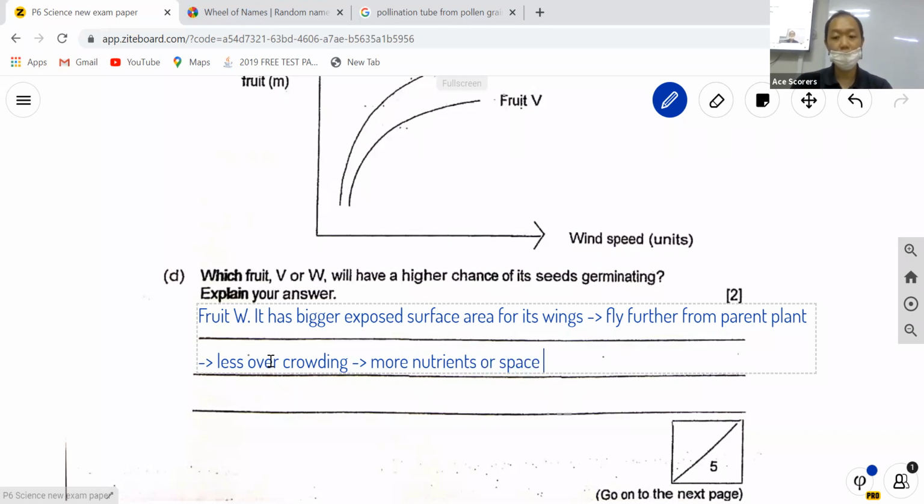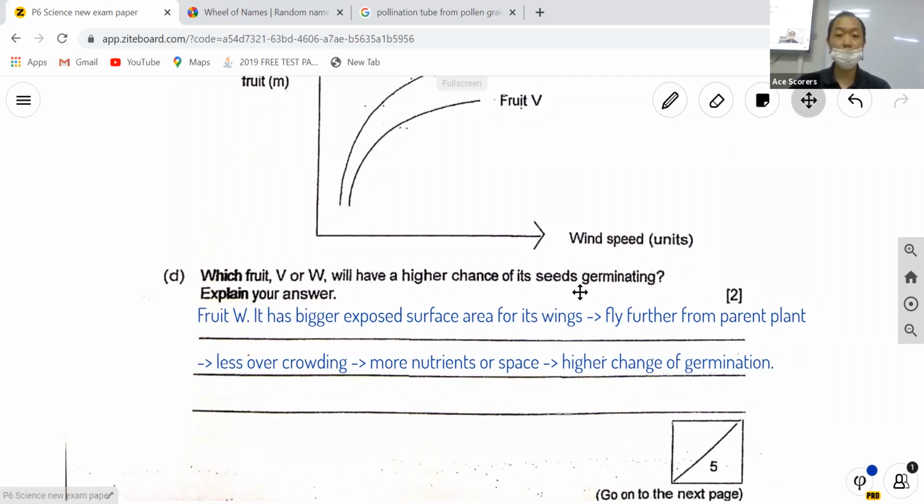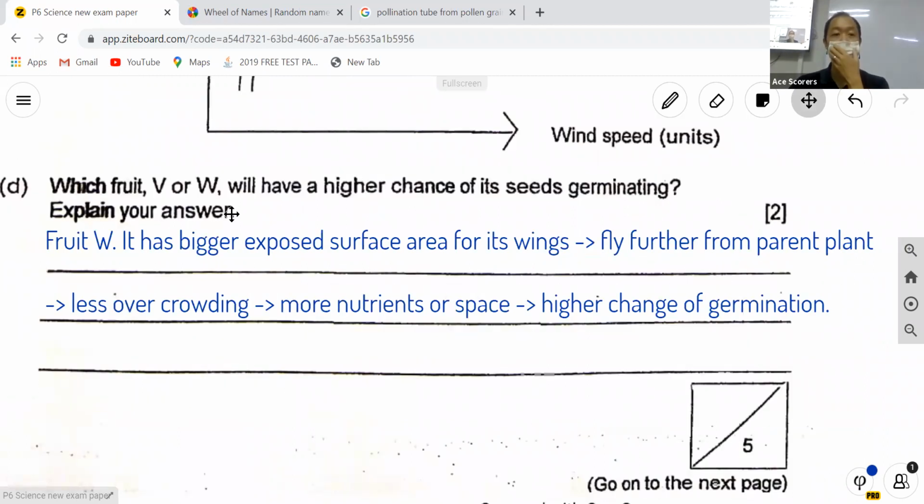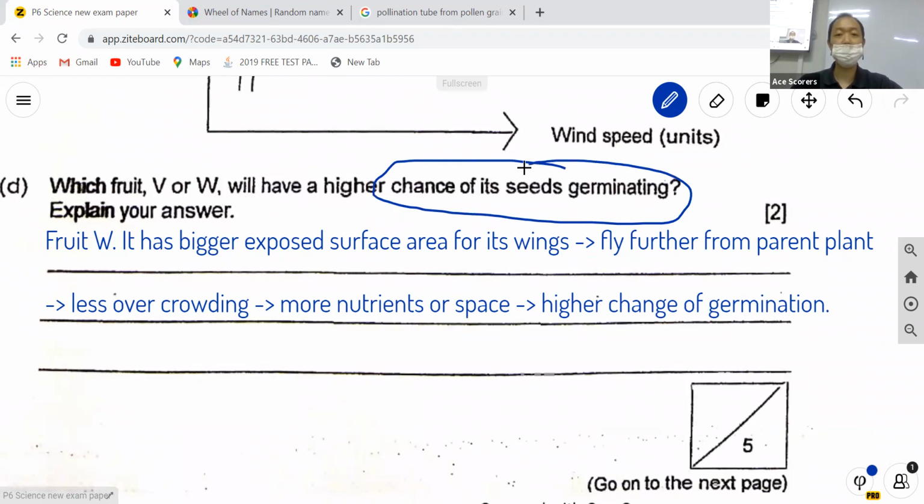And therefore, you see, we always end with therefore higher chance of germination. You can word it in your own way, but the sequence matters, this is a 2-part question. We start with it has a bigger exposed surface area with wings, fly further, less overcrowding, more space, higher chance of germination. The ending will always be how come the seeds have a higher chance of germinating. Because you must end with this.